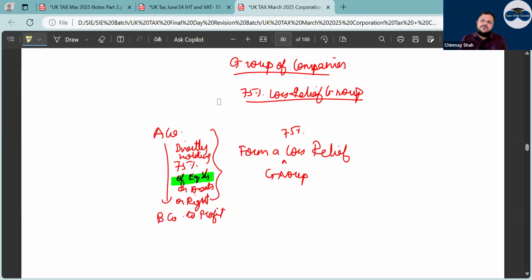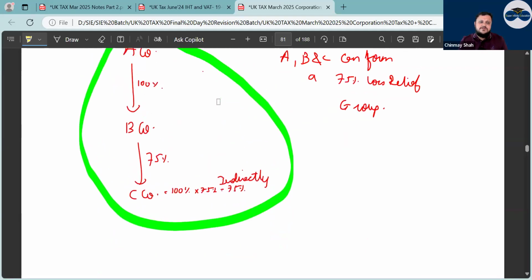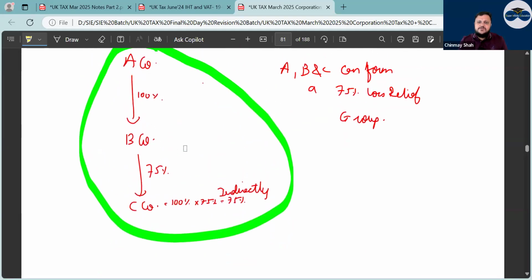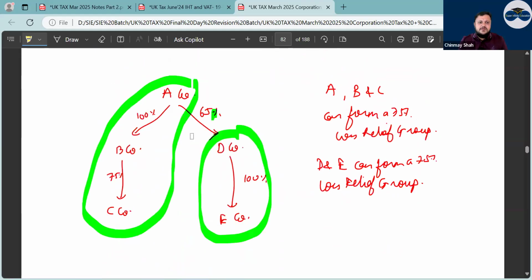That is called a 75% loss relief group, where you directly or indirectly should hold 75% in the company. That means A company holds 75% in B company, which holds 100% in C company. In that case, A is holding 75% indirectly in C company, and hence A, B, C can form a loss relief group. Have a look: 100%, 75%, indirectly having 75%, correct?